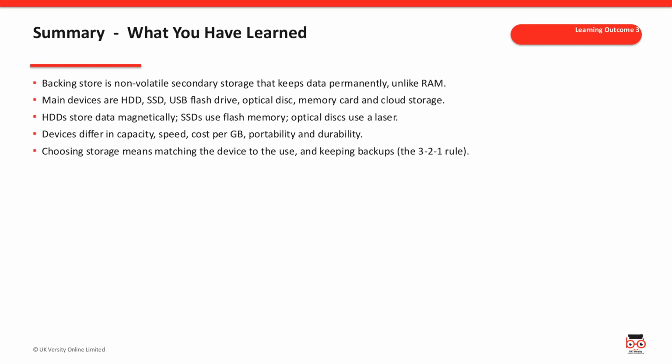Let's pull it all together. Backing store is non-volatile secondary storage that keeps your data permanently, unlike RAM. The main devices are the HDD, the SSD, the USB flash drive, the optical disk, the memory card, and cloud storage. And they work in different ways, magnetically, with flash memory, or with a laser. They differ in capacity, speed, cost per gigabyte, portability, and durability. So choosing storage means matching the device to the use and keeping backups by the 3-2-1 rule.